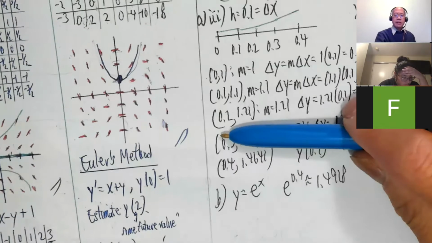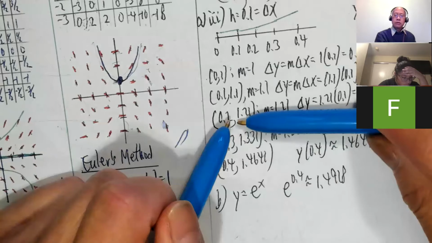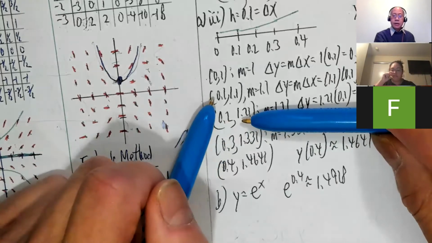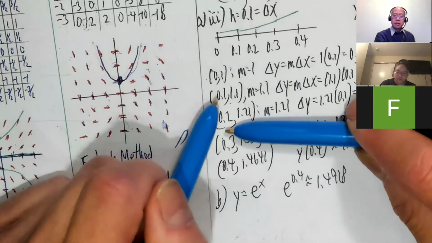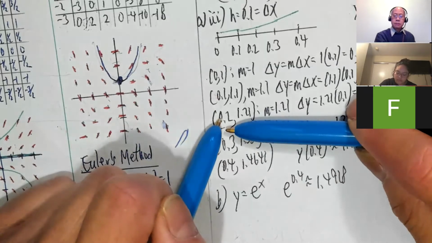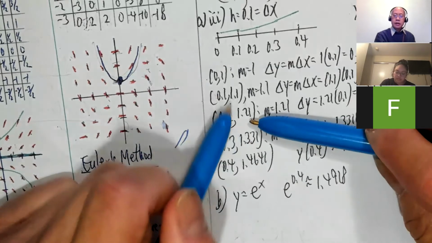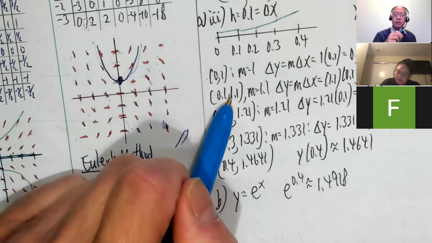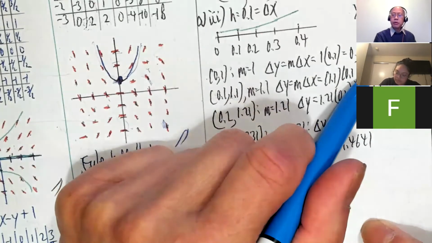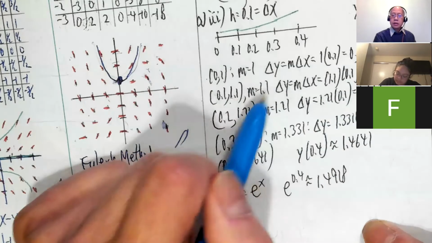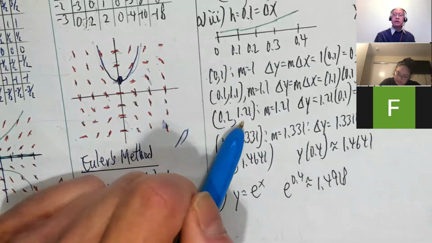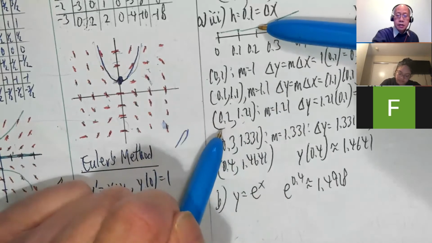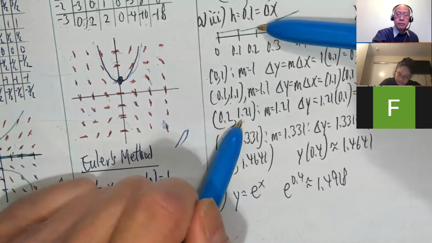Okay. So now I'm at 0.2, 1.21. How did I get that? The new x is the old x plus delta x. The new y is the old y plus delta y. So I used to be at 1.1, right? I've risen 0.11. That means I add them up. My new y value is 1.21. So this point right here is 0.2, 1.21.